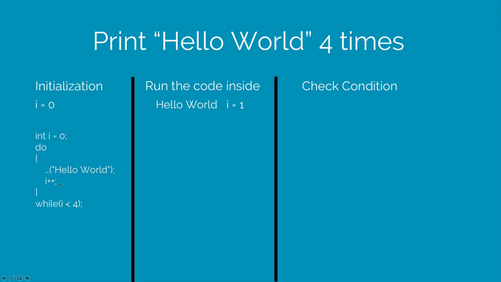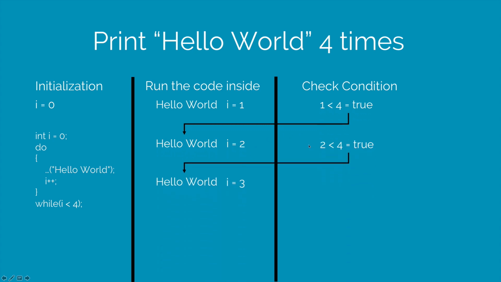Take a look at that. There is no condition checking. Then the condition is checked where i is 1, 1 less than 4 is true, and therefore the code will execute. So hello world is printed again, i becomes 2 this time, and once again the condition will be checked. 2 less than 4 here will become true.